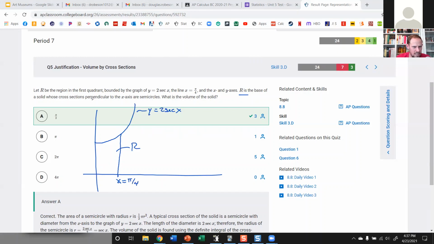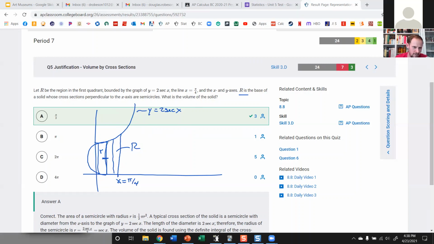And then we want cross sections perpendicular to the x-axis that are semicircles. So a cross section would be like this. And then this would be coming out at you like a semicircle with a radius r. And there'd be another one here and another one over here, a whole bunch of semicircles coming up at you out of this picture.